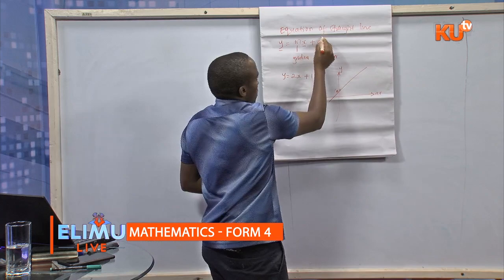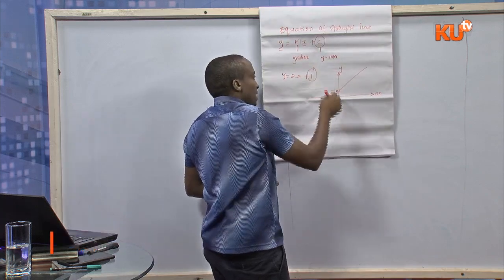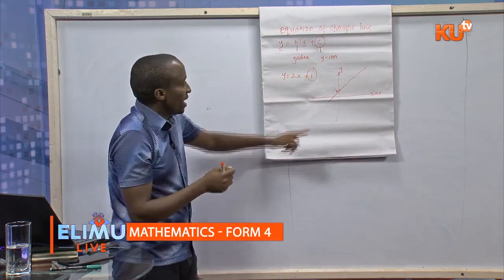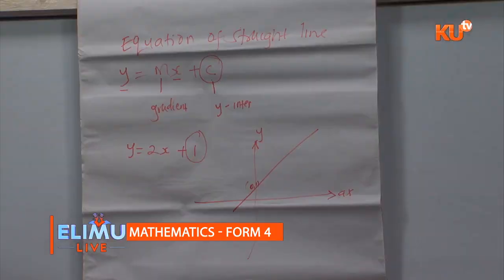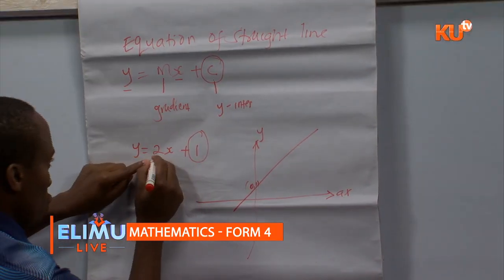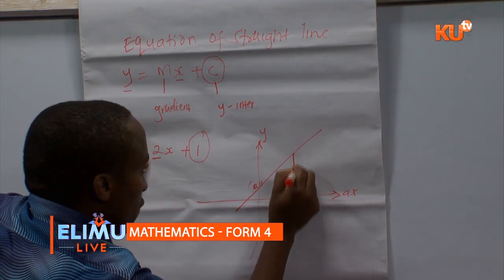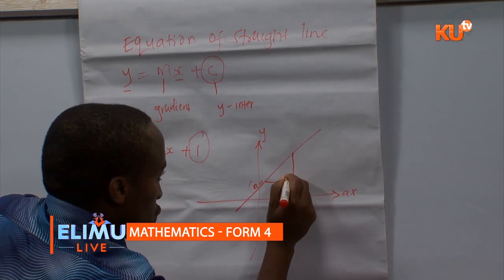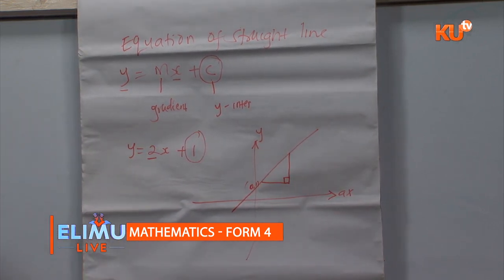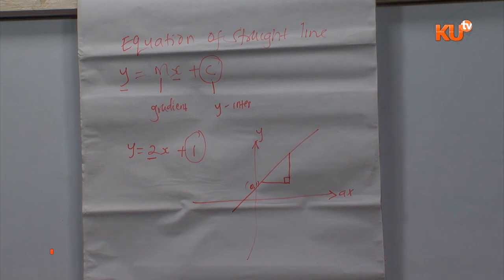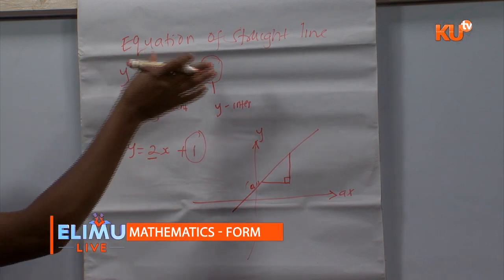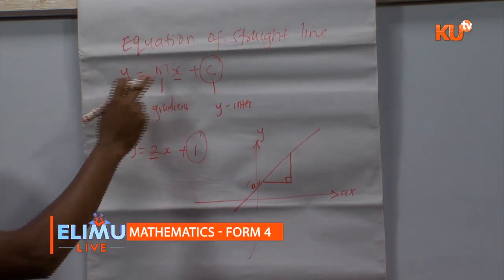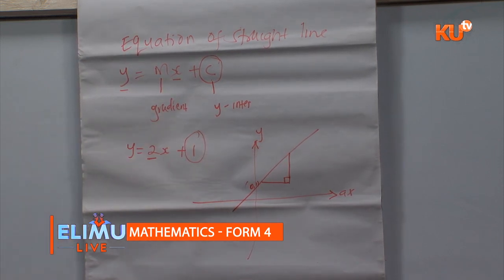Because C stands for the y-intercept, where the line cuts the y-axis. And 2 stands for the gradient of this line. The gradient of this line is equals to 2. So the general formula for the equation of a straight line is y is equals to mx plus c.